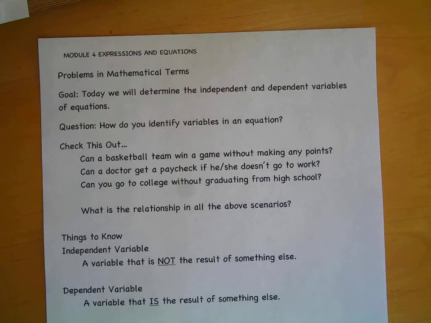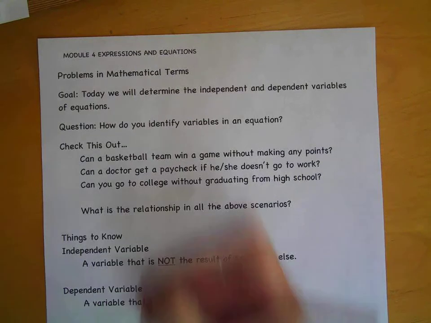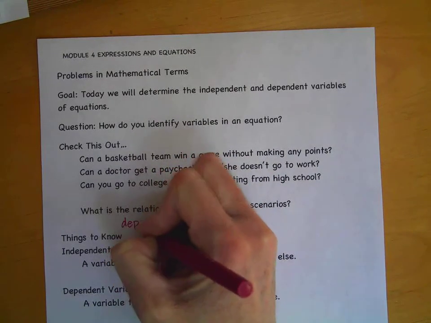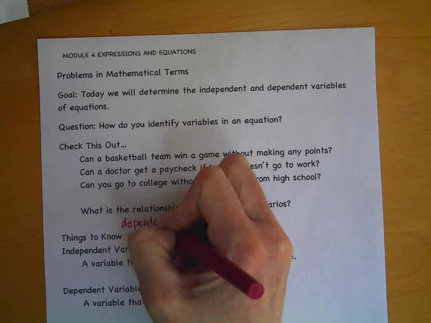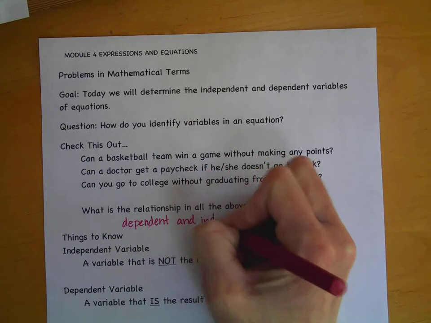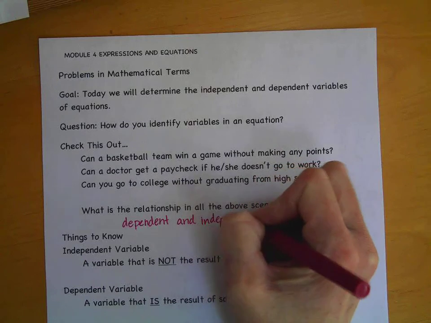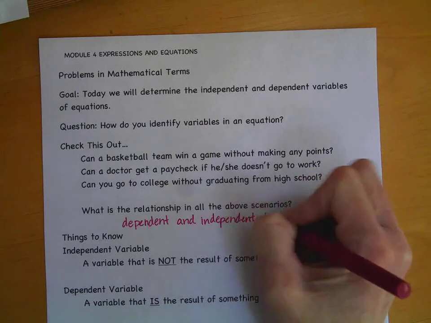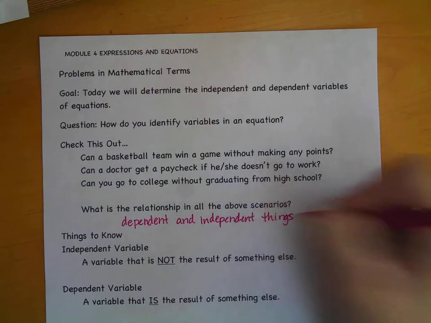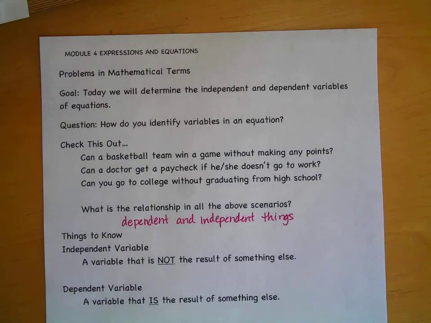So what is the relationship in all of the above scenarios? The relationship that you're learning about is dependent and independent things. Okay? So let's go back and look at it and see if we can figure out which one would be the independent and which one would be the dependent.